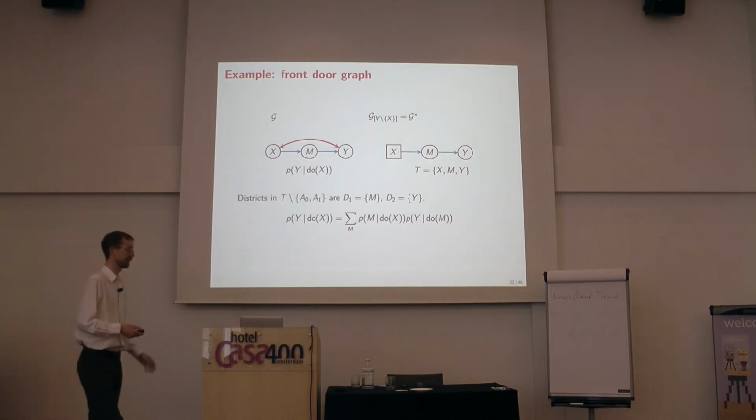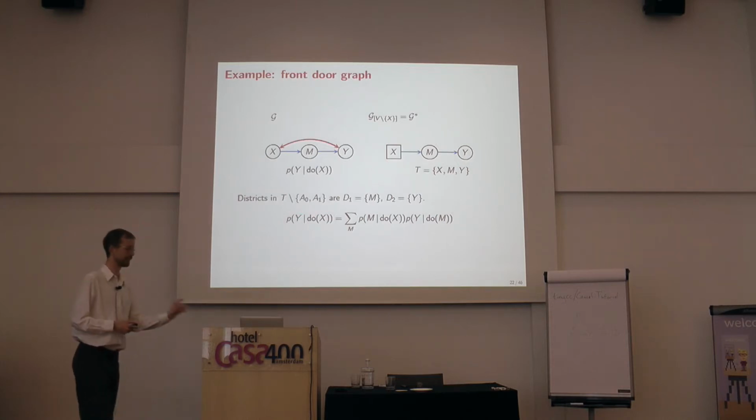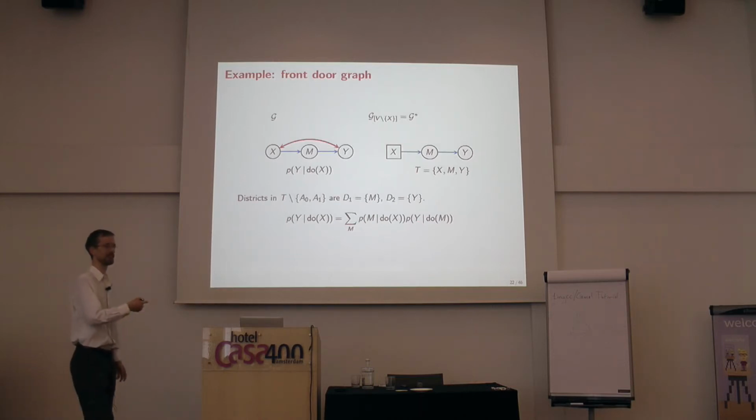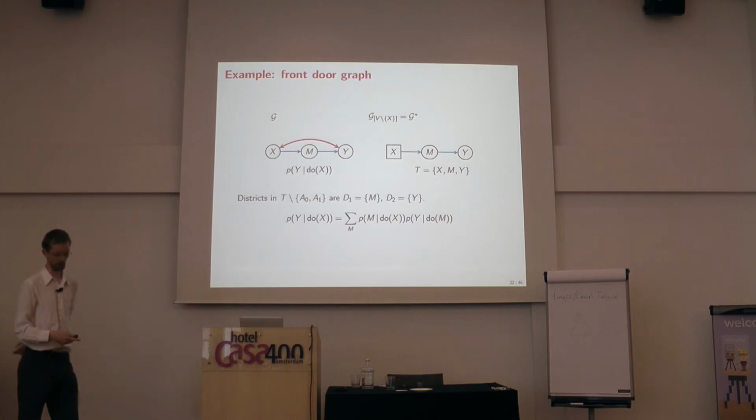Then that tells me that, using the result, I can express the intervention distribution for Y intervening on X as the sum over M of M given do X times Y given do M, summed over M, which is the expression I showed you before when we were going through the steps of deriving the front door formula.